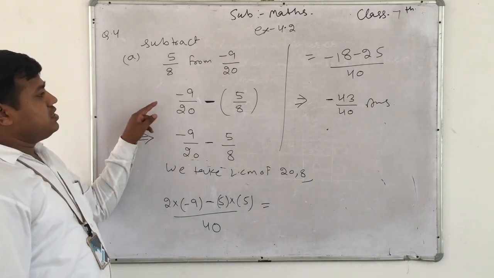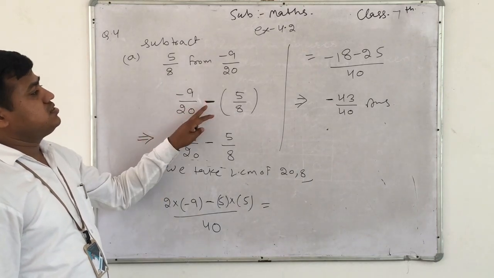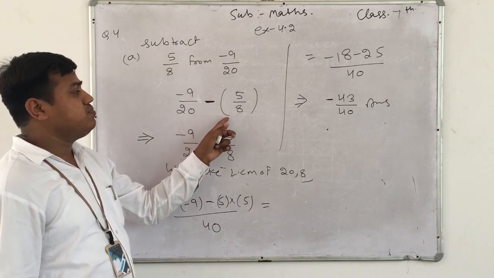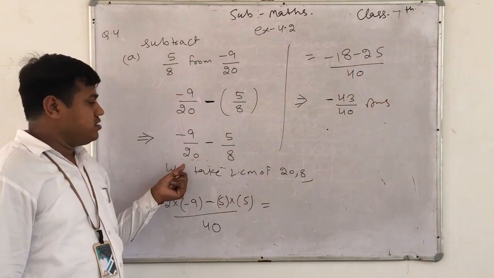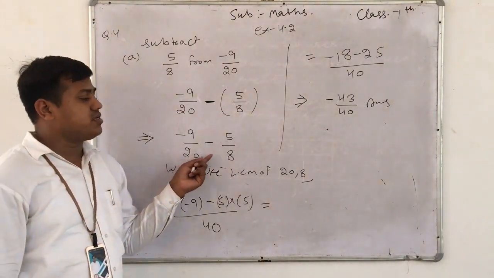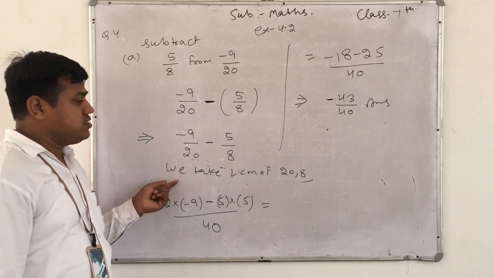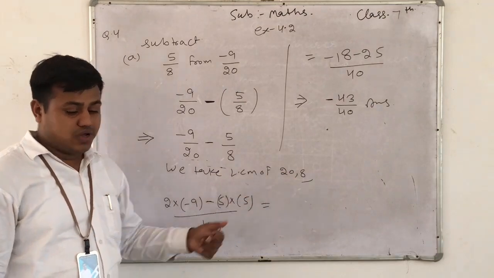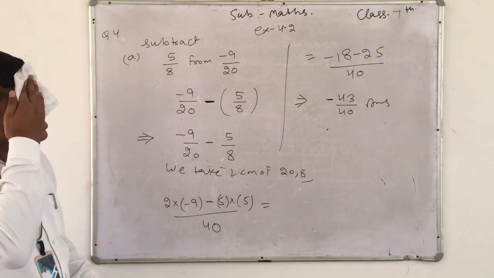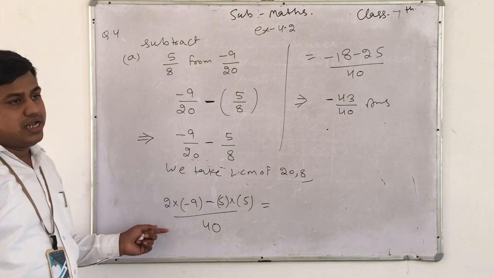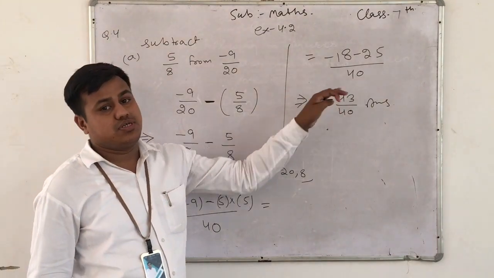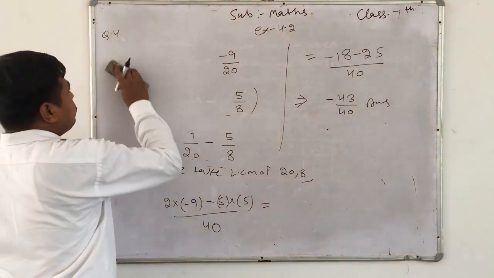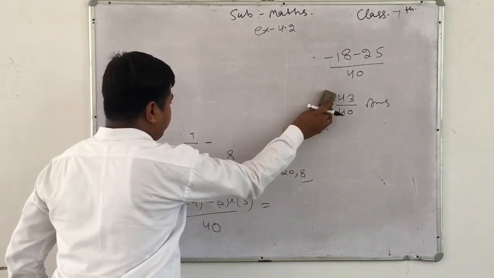Let's recap. Firstly, write the digit after "from", then the sign of minus, then the digit right before "from", 5 upon 8, in the bracket. After that, simplify, and we easily see the denominators of the two rational numbers are not the same. So it is necessary to take the LCM of the denominators, 20 and 8, which is 40. Simplifying, we get the final answer minus 43 divided by 40. The remaining questions, do yourself. We will discuss question number 5.